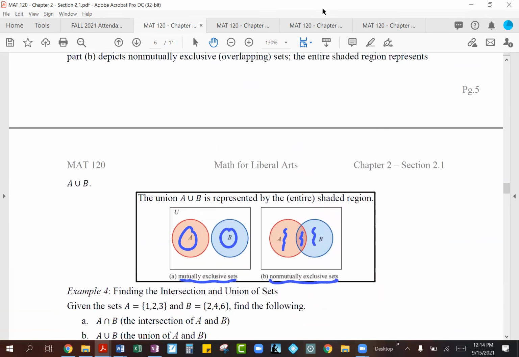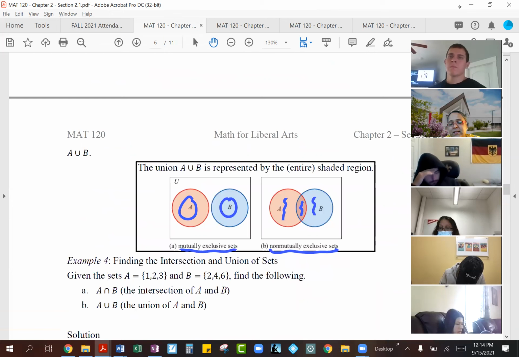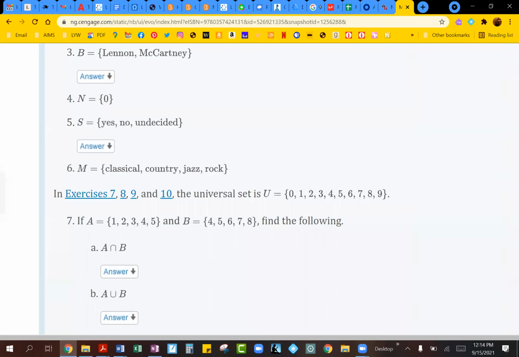Well, I'll wait for that in a minute, but any questions on intersection and union of sets? Okay, let's do an example very quickly just to make sure everybody's comfortable with that.